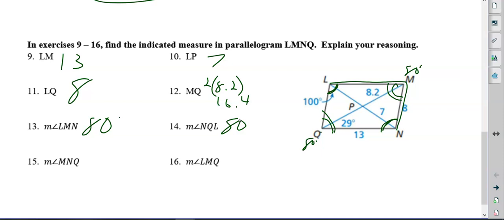MNQ is right here, like we talked about, which is 100. And then LMQ is just this part right here, which is half of LMN at 40 degrees.